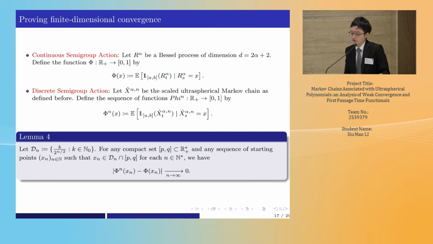Now let's move on to proving the finite-dimensional convergence. We consider the set of dyadic numbers and any sequence of starting states restricted to a compact set, which is strictly positive because we want to avoid the boundary 0, since the boundary condition is a little bit complicated. We define the continuous semigroup action and the discrete semigroup action. We want to prove this convergence.